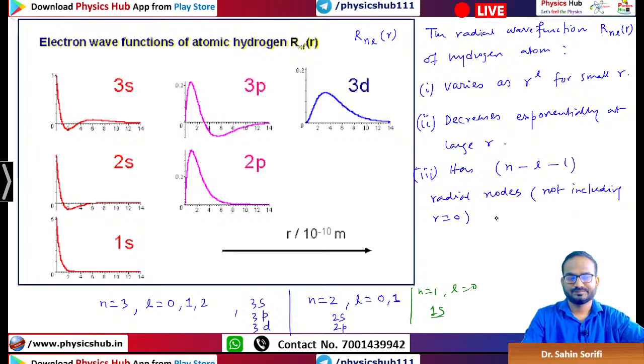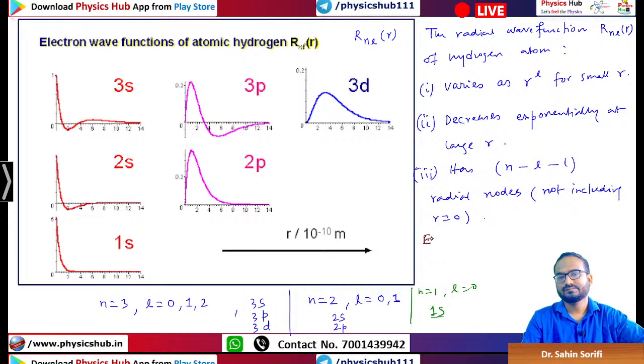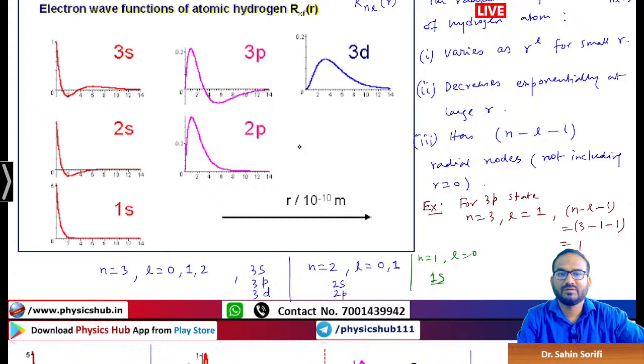Other than that, let's say you consider the 3p state, for example. What is the n value? N value is 3, and L value is equal to 1. How many nodes are you expecting? N minus L minus 1, 3 minus 1 minus 1. So 3 minus 1 is 2, 2 minus 1 is 1. So in the 3p state there should be one node, and where is that one node? This is the one node. Okay.